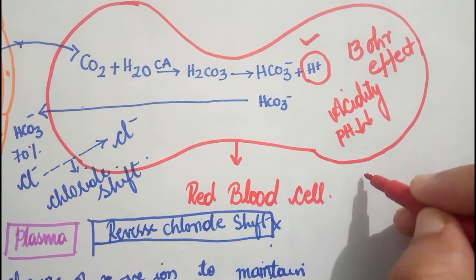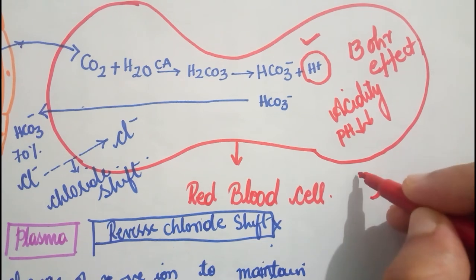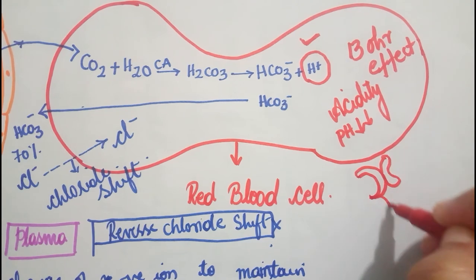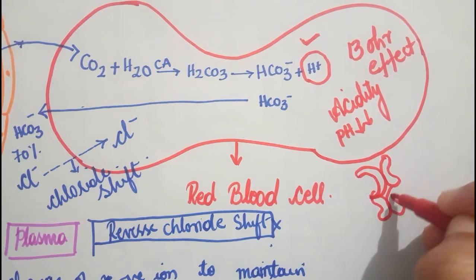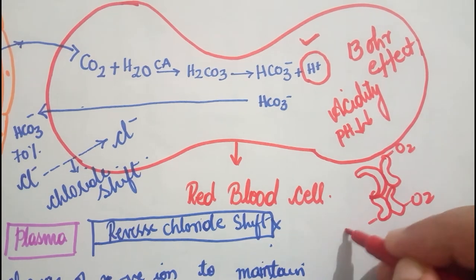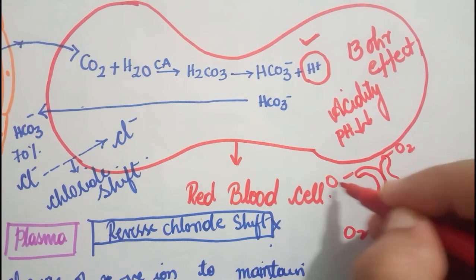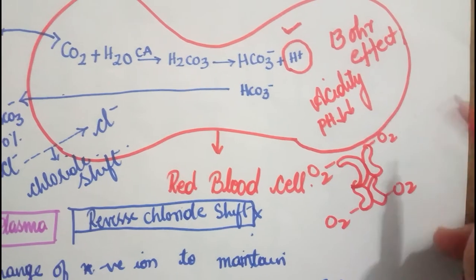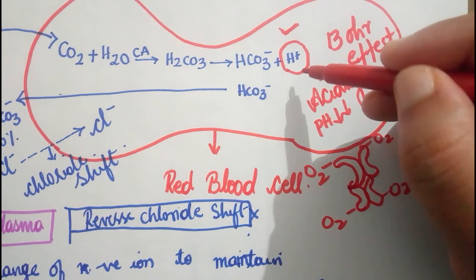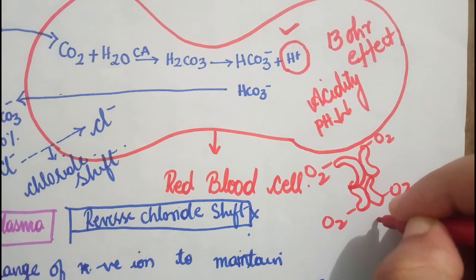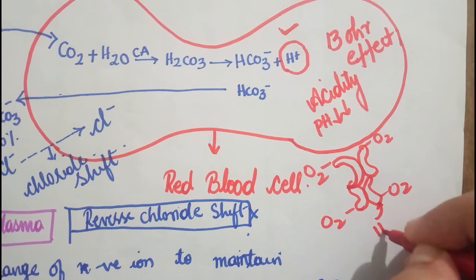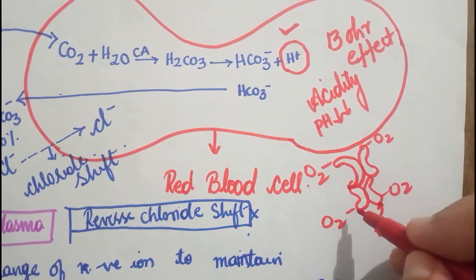Now at the tissues, I've told you hemoglobin is like this, correct? To this hemoglobin, to the alpha and beta chains, we know that the oxygen molecules are bound. Now as the H plus ion concentration increases, these H plus ions come and bind to these hemoglobin chains, the alpha beta chains.